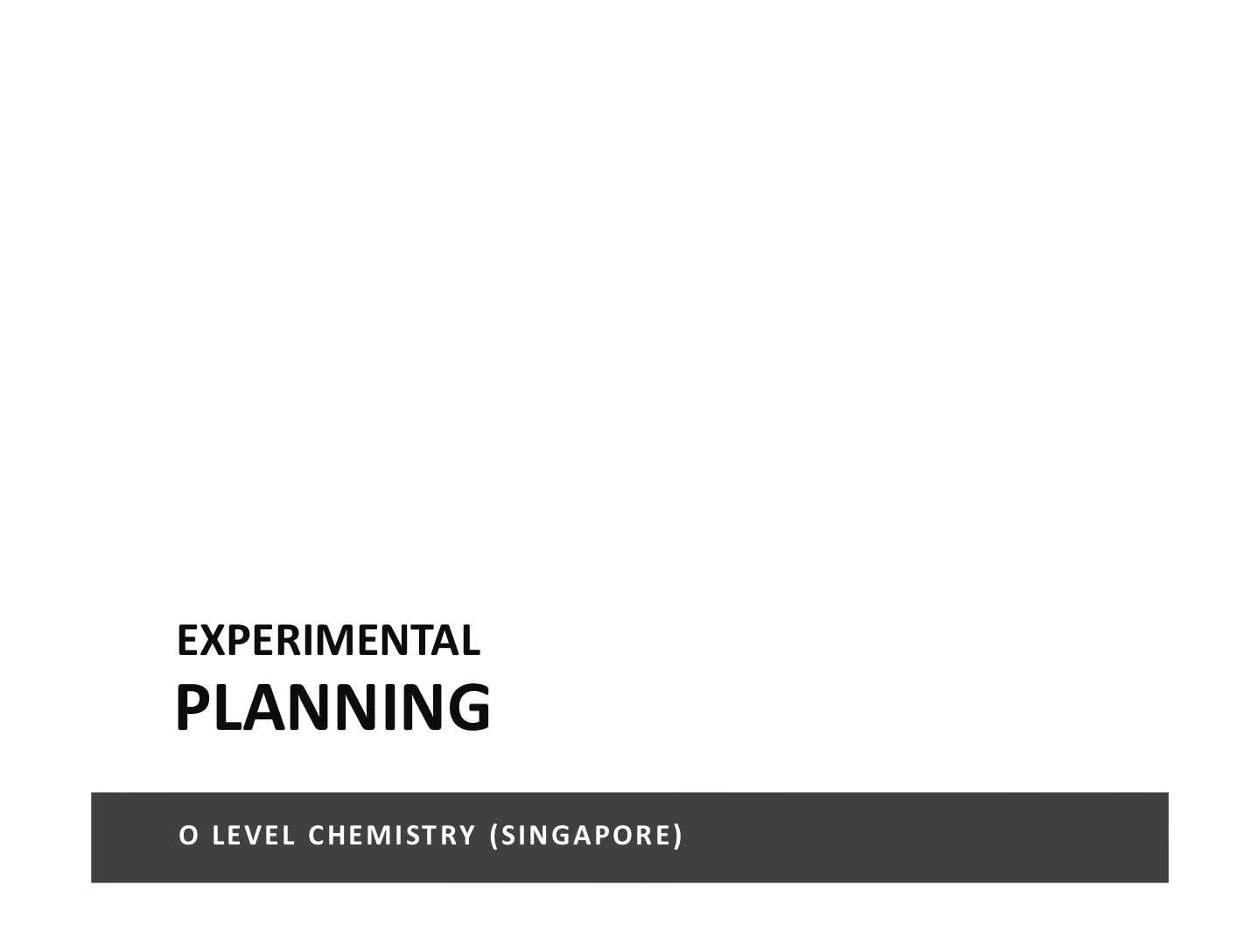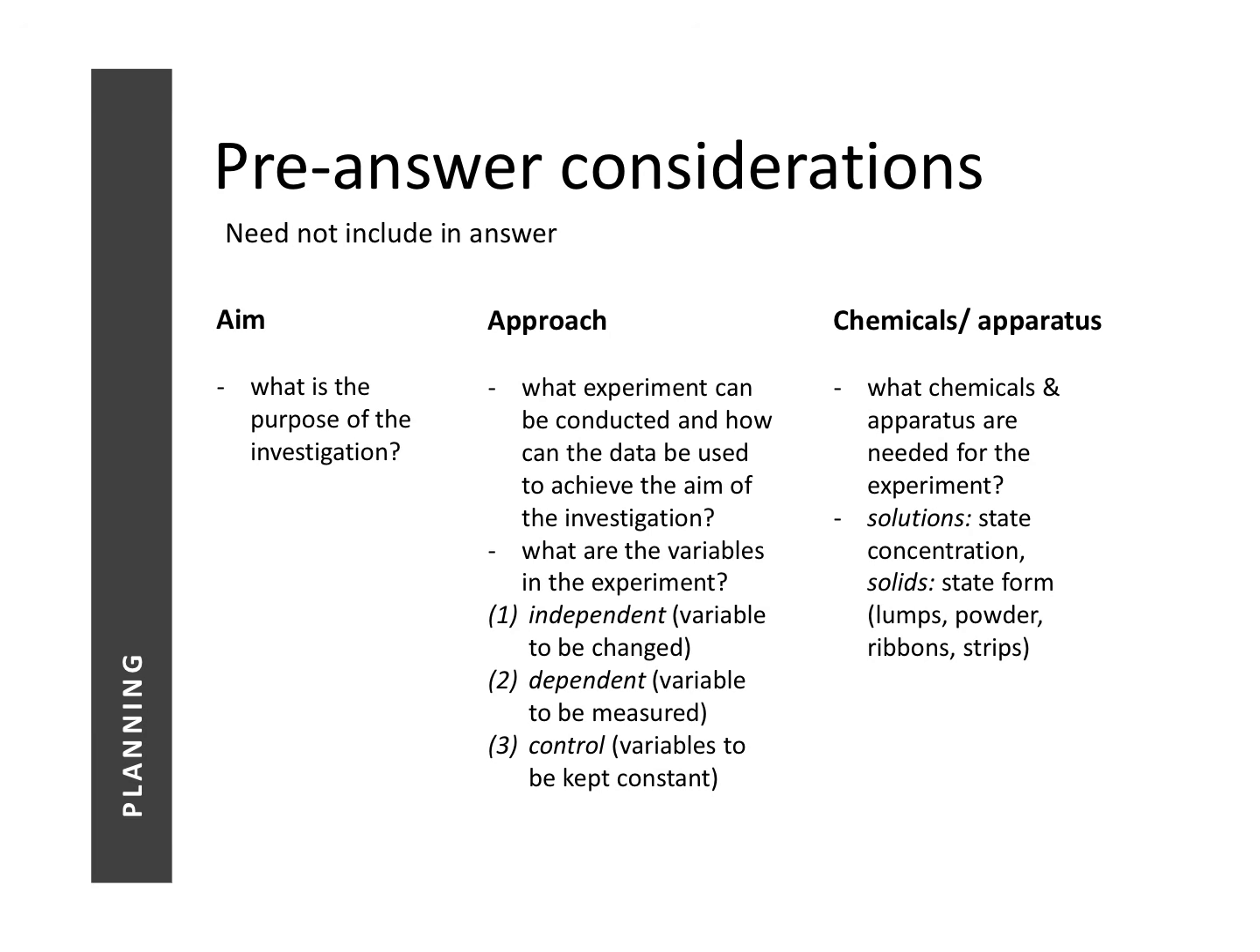Alright, so to approach a planning question, there are certain considerations that you must take. These are the 3 recommended considerations that you need not write in your answer, but it will be good for you to think through before you start writing your answer. Okay, and these 3 considerations are the aim, your approach, and then the chemicals and reagents. Right? Later, when we look at an example, it will become much clearer.